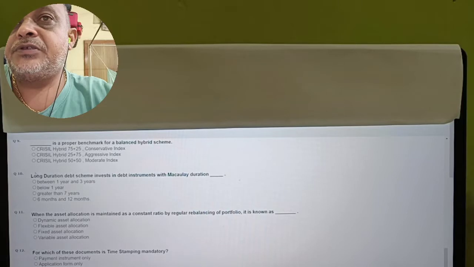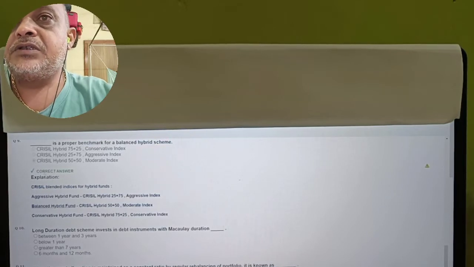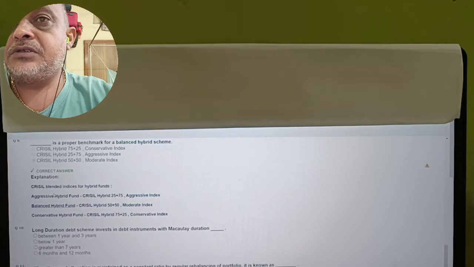Dash is a proper benchmark for balanced hybrid. This is Crystal hybrid 50-50. Crystal blended indices for hybrid funds. Aggressive fund, 25-75. Balanced hybrid fund, Crystal hybrid 50-50, moderate index.